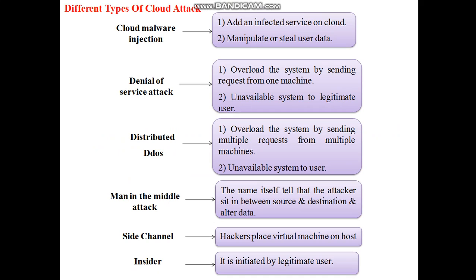Then man in the middle attack, where the attacker is placed in between the sender and the receiver, and the attacker modifies the messages sent by the sender, so the actual messages get altered and are sent to the receiver. Then side channel, where the hacker places a virtual machine on the host. Insider is initiated by a legitimate user, meaning an authenticated user approved by the admin. That user tries to perform an attack on a cloud.